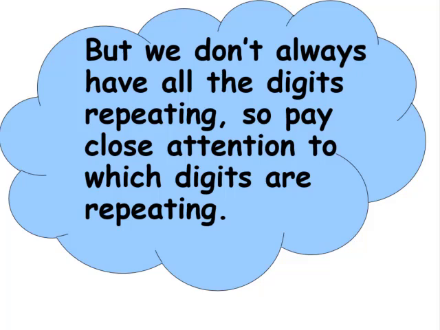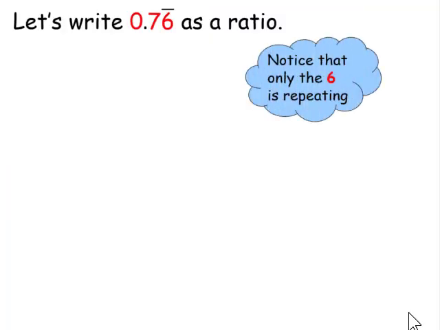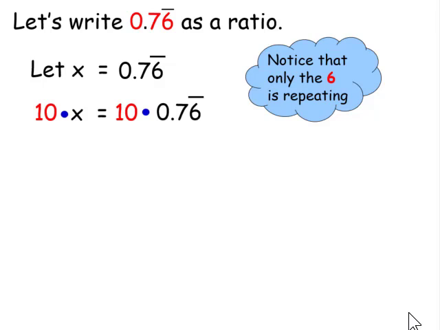But we don't always have all the digits repeating, so pay close attention to which digits are repeating. In this particular case, notice that only the 6 is repeating. Let x equal 0.76 bar. Instead of multiplying both sides by 100, we'll just have to multiply both sides by 10. On the left side, we're left with 10x. On the right side, we'll move the decimal point over to the right one place, leaving us with 7.6 bar.